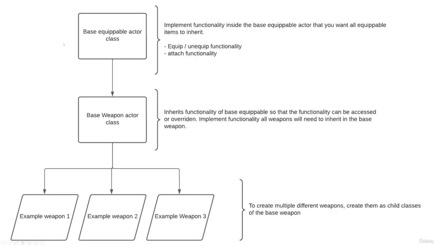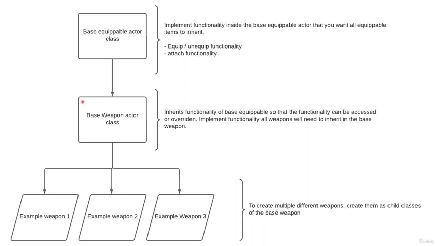In object-oriented programming, a parent class is one class and a child class is another class that inherits all the variables and functions assigned to the parent class. So in the case of our base equipment, we're going to need a base equipable actor class, and inside the base equipable actor class, we're going to need functionality that most equipable items need to inherit. So in the base equipable, we will need equip and unequip functionality, item mesh functionality, and attach functionality.